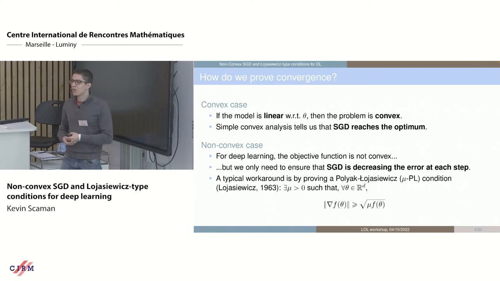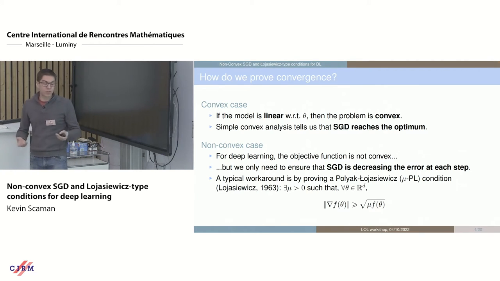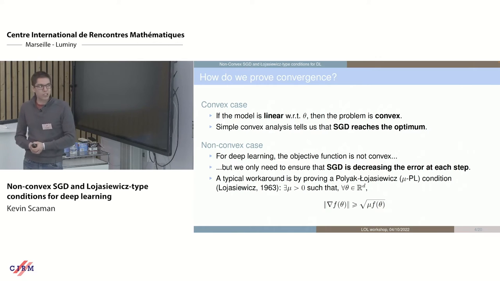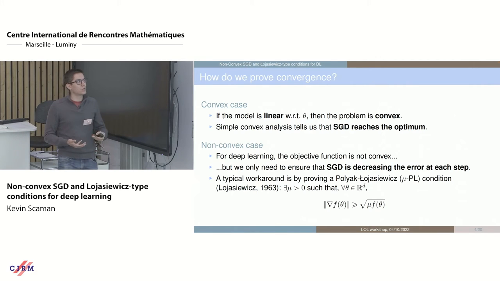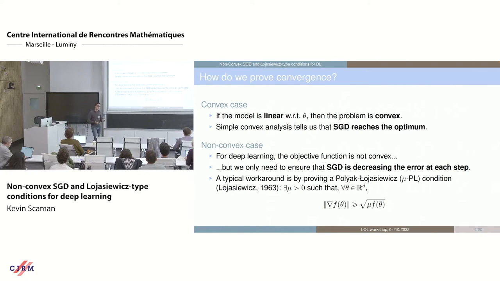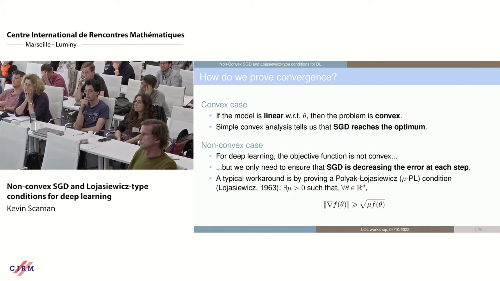But in the non-convex setting, which is the setting as soon as you have more than one layer in your networks, you're going to go into the realm of non-convex optimization. And there is a very typical workaround, in order to do basically the same thing as you were doing for convex optimization, but in this non-convex setting. This workaround is by using this PL condition that was proposed by Lojasiewicz in the 60s.